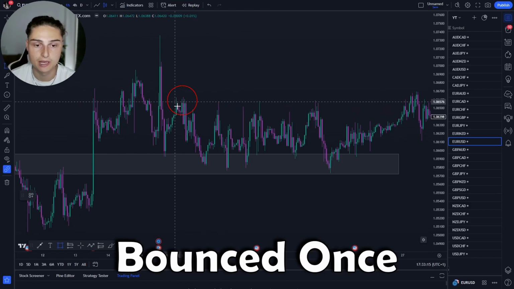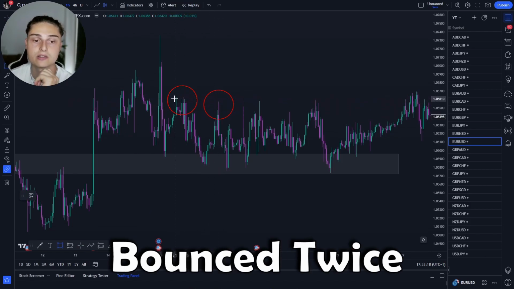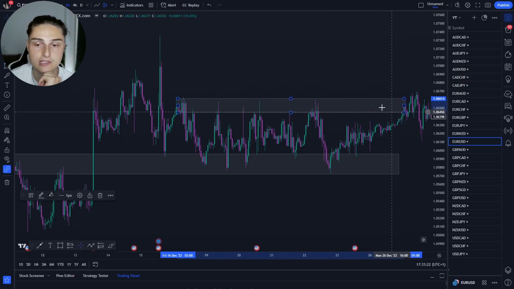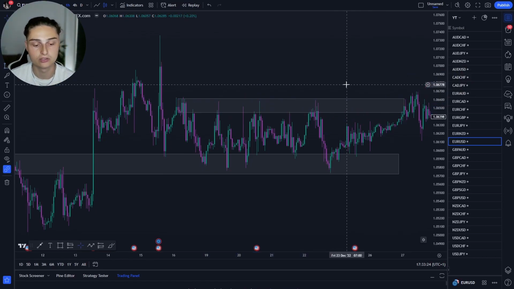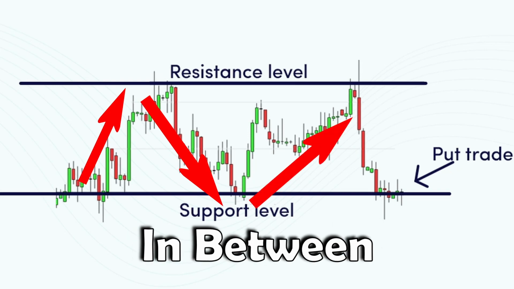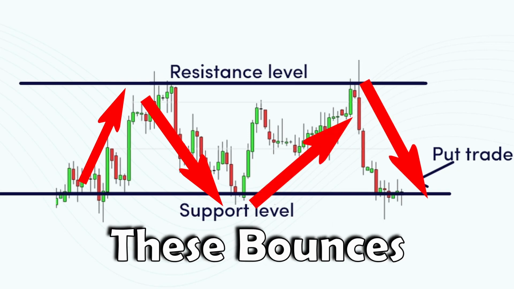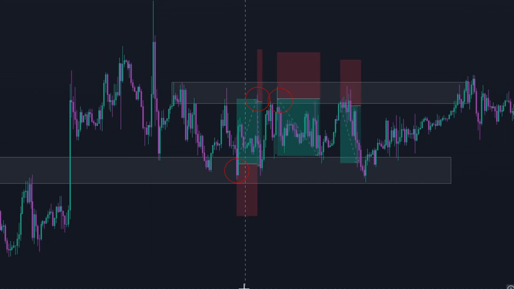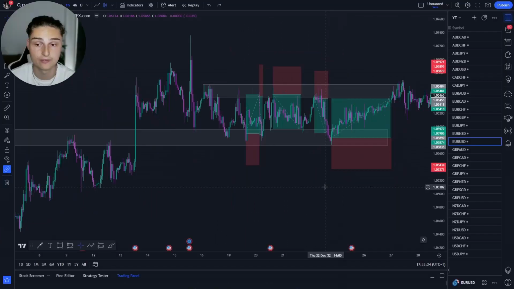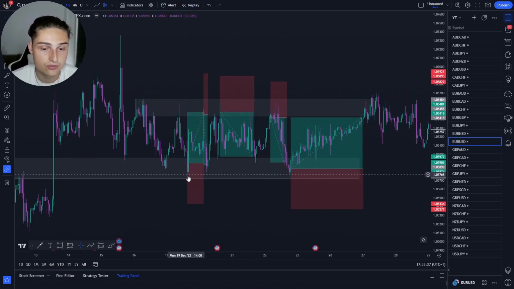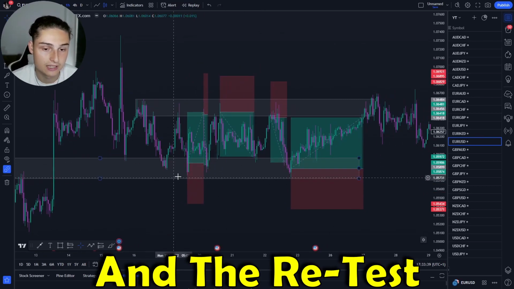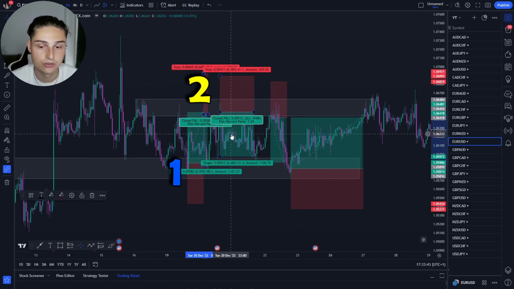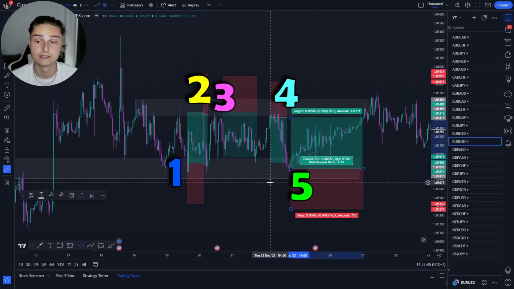Price bounced once, price bounced twice. So here you could also draw up another resistance line, just like that. And then you could look to take trades in between these bounces. So you could take a trade there, take a trade there, take a trade there, take a trade there, take a trade there. So now, instead of just taking the break and the retest, you've also found another area of support. So now you have 1, 2, 3, 4, 5 trades.